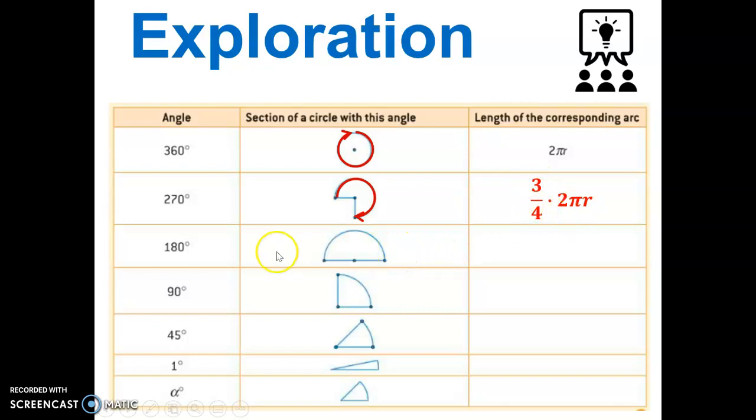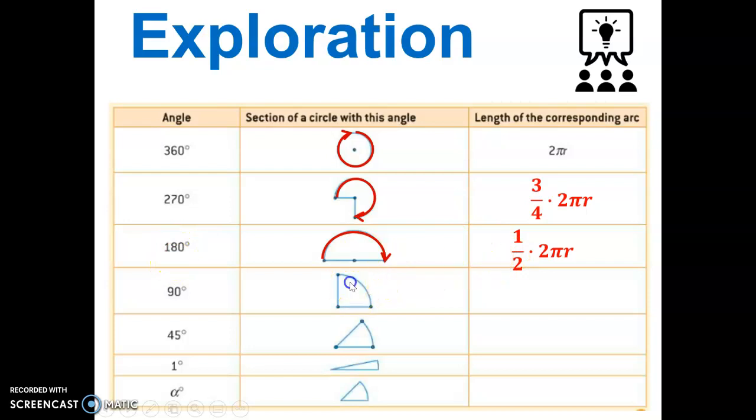Look at the next one. We're back to 180. So we're talking about this arc. What portion of the circumference do we have? How would you write that out here? Well, that is half times 2 pi r, right? We have now half of the whole circumference. And again, to calculate this, half is obvious, but it would be 180 divided by 360, gives us that half.